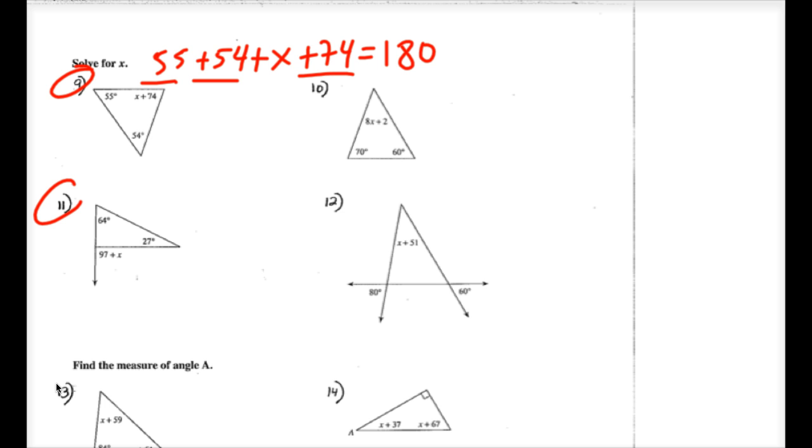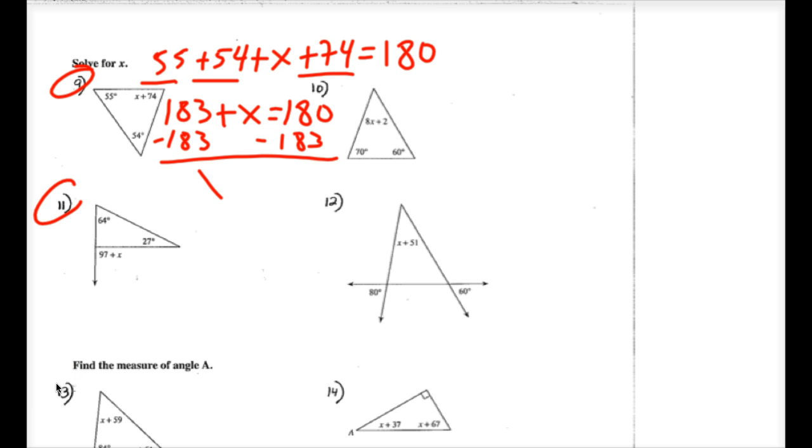How much does 55 plus 54 plus 74 make? I think it's a lot more than 109. You forgot the 74, I think. So 183 plus x equals 180. Remember, x is not like the number, so you can't add that with it. Subtract 183. Oh my goodness. What kind of number is x going to be? A negative number. Can x be negative? Sure, why not? It's not the angle. So believe it or not, for this problem, x equals -3.